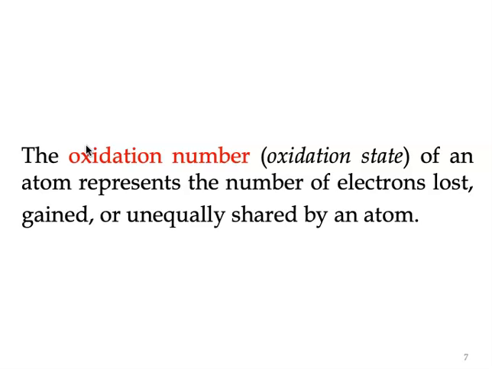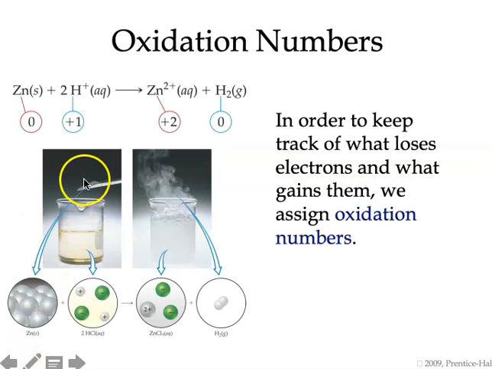Well, it represents the number of electrons lost, gained, or unequally shared by an atom, right? What it does not necessarily indicate is its actual real life charge. It sometimes does, right? So what do I mean by that? Well, if you go back here, zinc's actual charge is 0. Zinc 2 plus's actual charge is 2 plus, right? Or you would say its oxidation state is also +2, right?